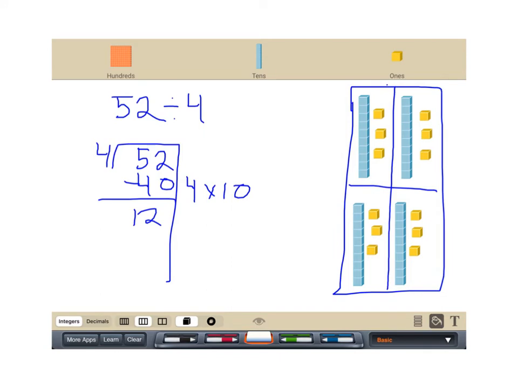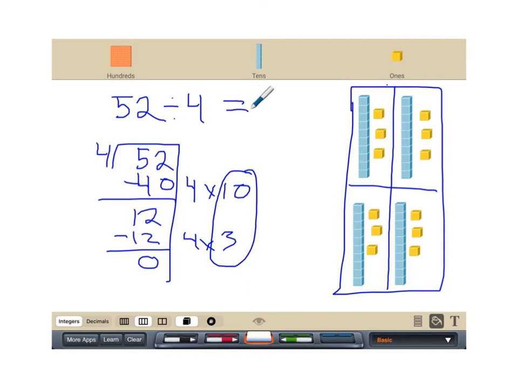And so over here on my model, you're thinking about how many 4s are in 12, or 4 times what number equals 12. And so we're going to write out 4 times 3. And that equals 12, and so I can subtract that off, and I have nothing left to give out. Just like over here, I have nothing left to give out. The answer in my model comes from counting the base 10 blocks. The answer in my equation comes from counting what I multiplied 4 by. Multiplied 4 by 10 and 3, so my answer is 13.